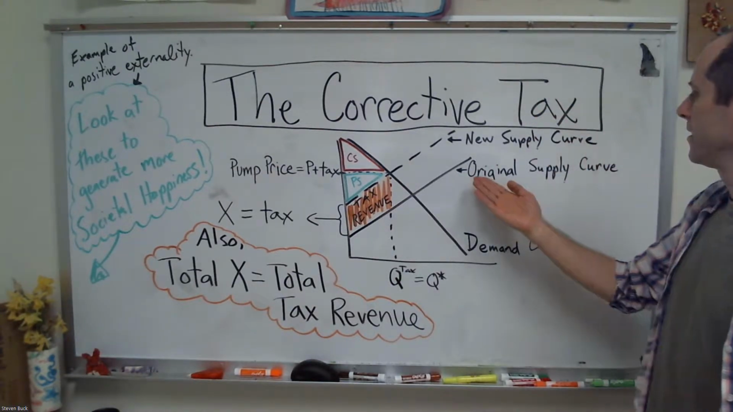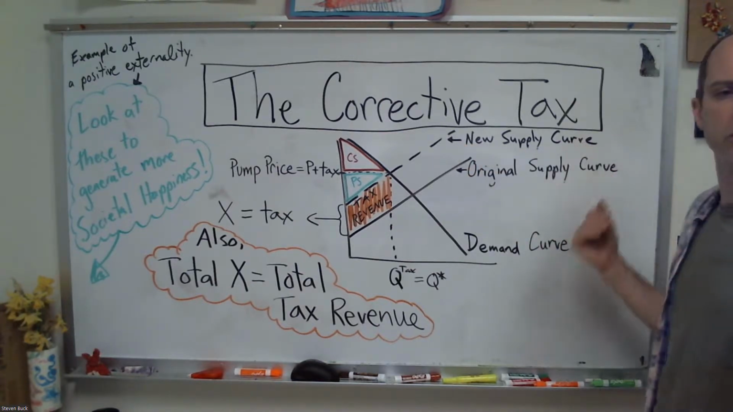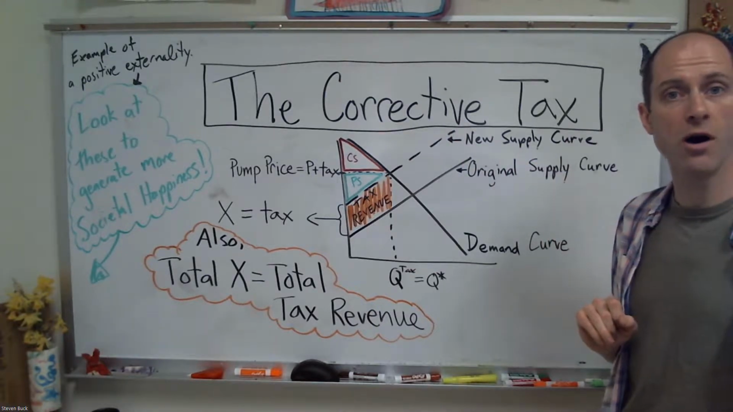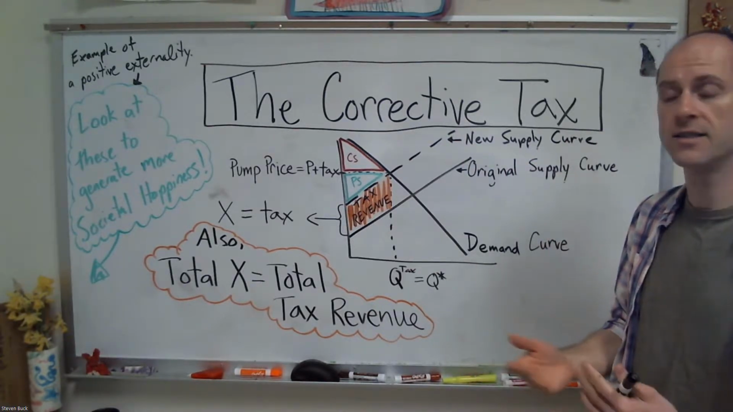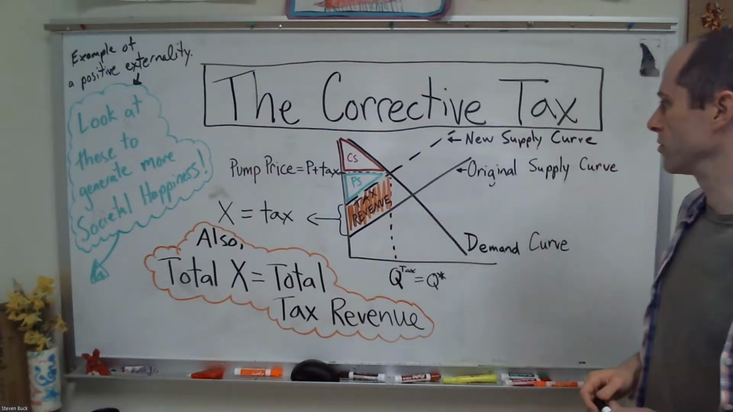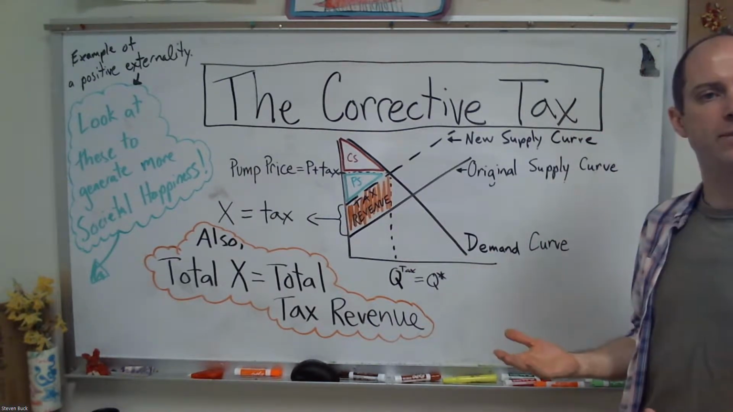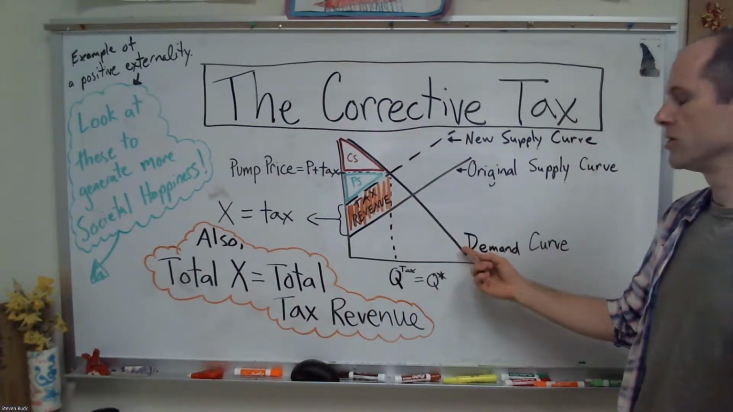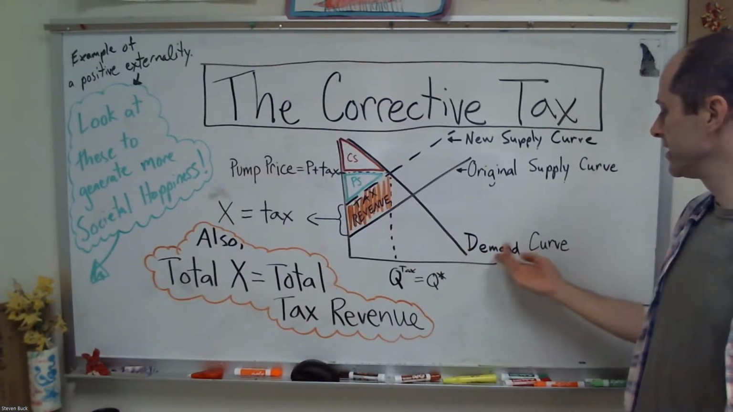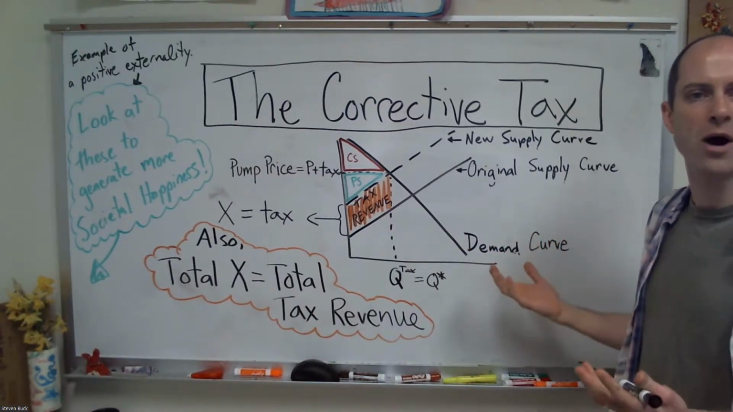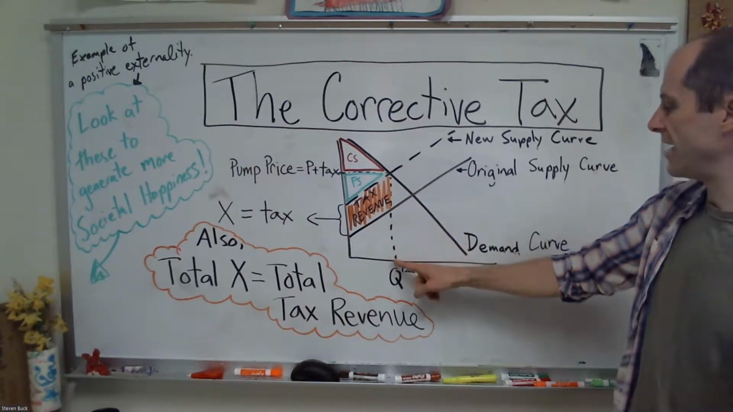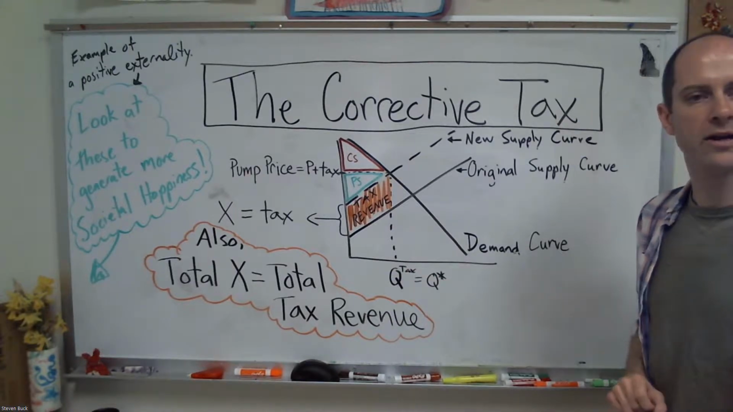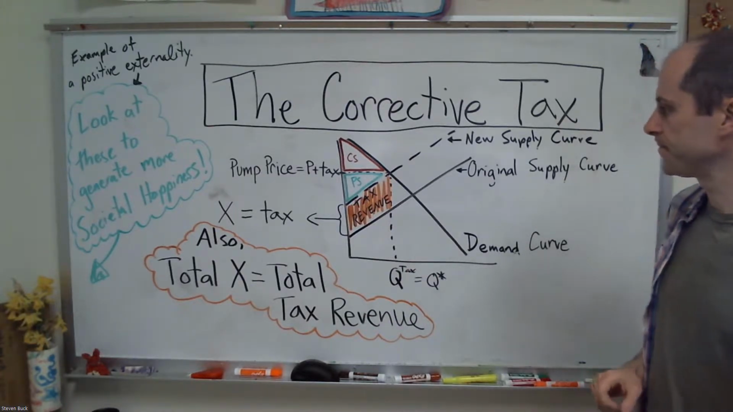Once we've done that, the original supply curve becomes the new supply curve. Thus, the private marginal cost, once we include the tax, is equal to the social marginal cost. And then we just simply go to our intersection of social marginal cost and social marginal benefit, which in this case is the demand curve because there's no positive externality, to arrive at the efficient quantity, which is going to be the quantity delivered by the corrective tax.